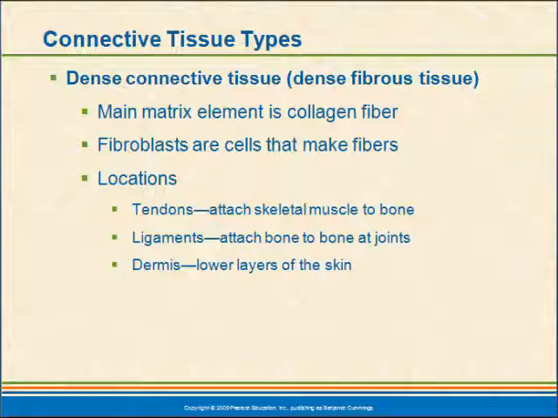Now, locations, well, tendons, which attach muscle to bone, ligaments, which attach bone to bone, the lower layer of your skin, the part that we think of as leather, is made of this dense, irregular connective tissue. Tendons and ligaments are made of a dense, regular connective tissue. This is, again, a very strong tissue.